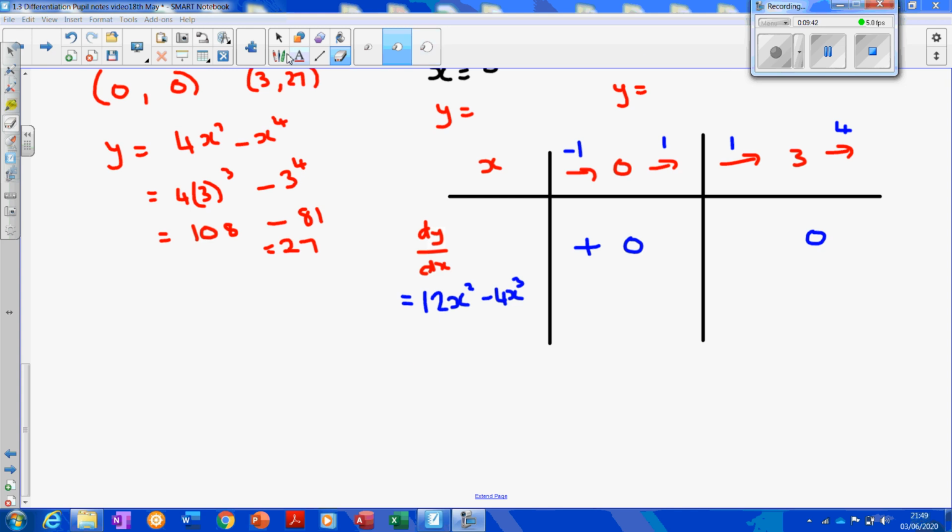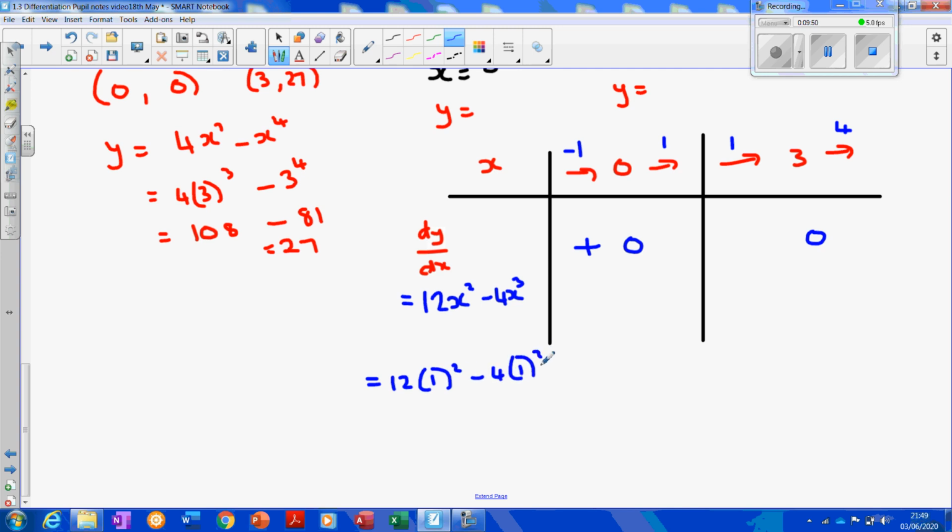Okay, so next one is when x is equal to 1, so that would be 12 times 1 squared minus 4 times 1 to the power of 3. 12 times 1 squared is 12, 4 times 1 cubed is minus 4, so it's 8, so that's also positive, and that will be positive.